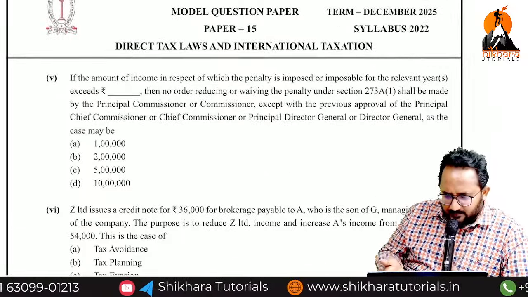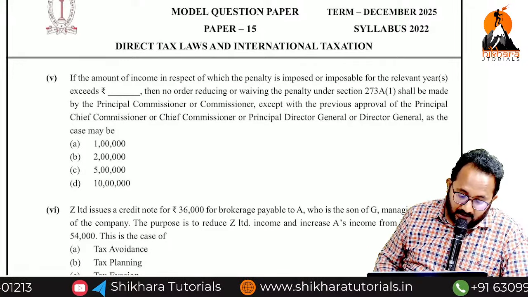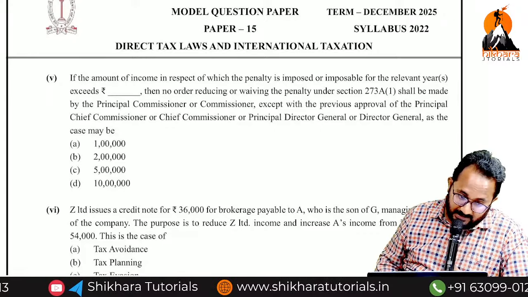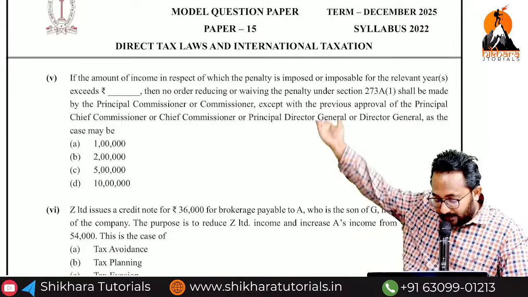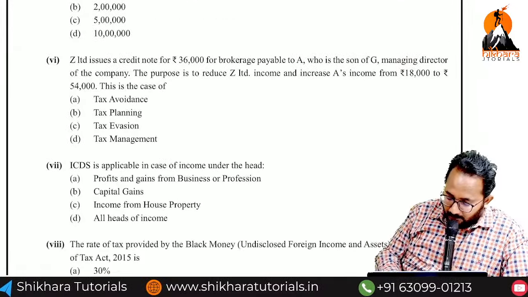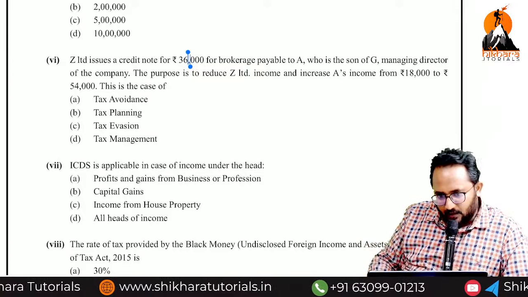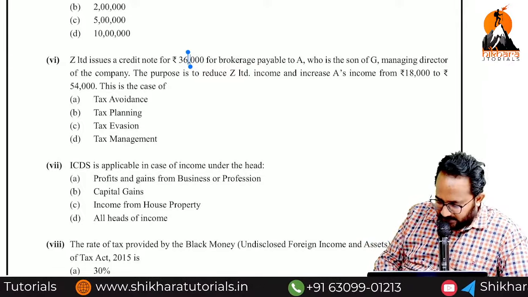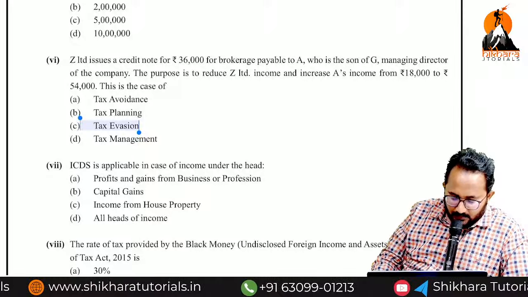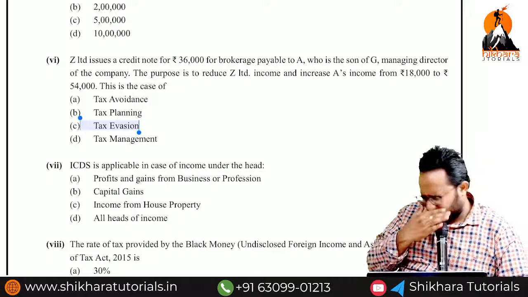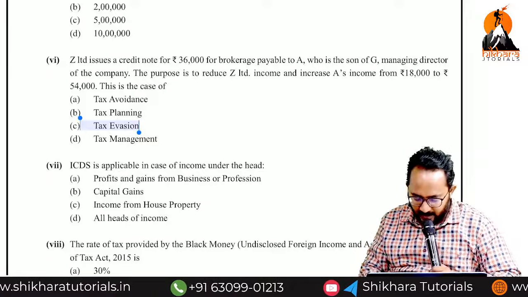Next MCQ. This is also a repeated MCQ. If the PCIT or CIT wants to give a reduction or waiver of penalty, what is the limit of penalty mentioned in that order? 5 lakh. If more than 5 lakh, then they have to take prior approval from a higher authority. Credit note issued: wrong value related credit notes are issued with the intention of tax evasion. They give credit notes with wrong amounts in order to reduce the total income of companies.